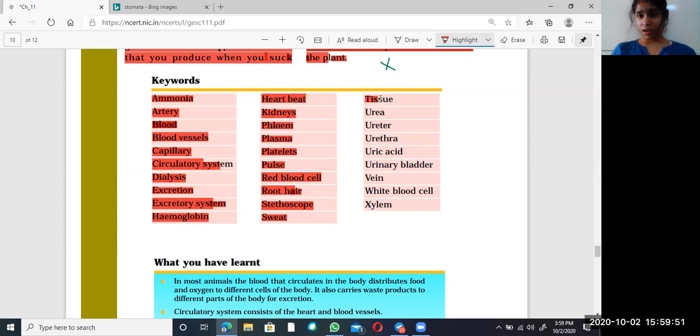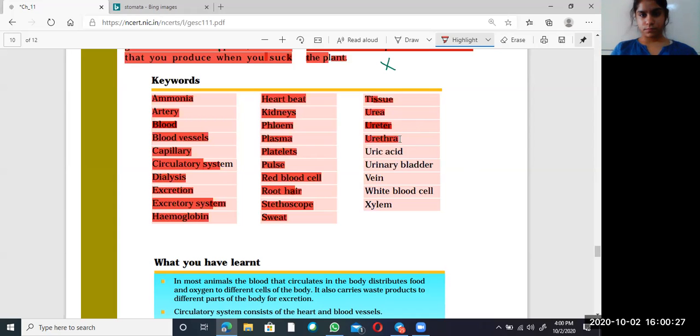Pasina, you usually say. Anyways, tissue, it is a combination of what? It's a combination of many cells. Urea, it's the waste product of the aquatic animals. Yeah, it's the excretory product. Ureters, they are the thin tube-like structures which connect kidneys to bladder.